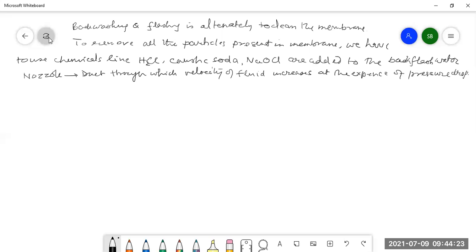Now, a duct which decreases the velocity of the fluid, with a corresponding increase in pressure, is called a diffuser. This is what a diffuser is. It is also a duct which increases the pressure at the expense of reduction in velocity.